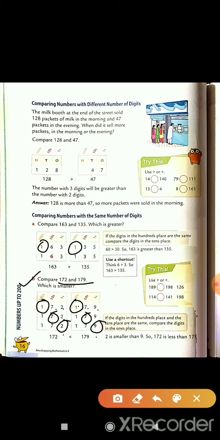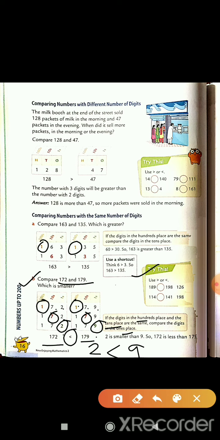Here 172 is having 2, and here in 179 at ones place 9 is there. So which number is smaller? 2 is smaller than 9. So 172 will be smaller than 179. So if the digits in the hundreds place and the tens place are same, then compare the digits in the ones place.